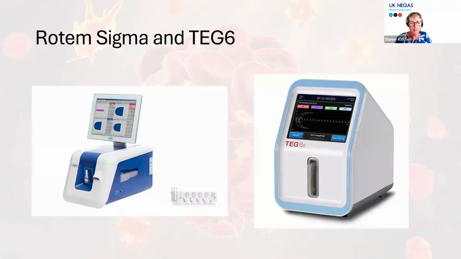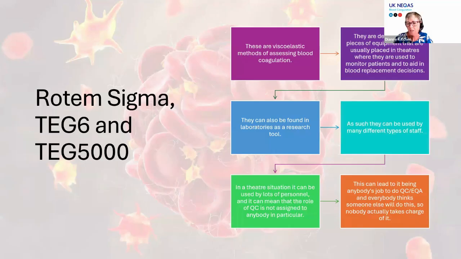So moving on to ROTEM and TEG. On the left here, I've got the ROTEM Sigma. You can see its little cartridge, and on the right, the TEG 6. Next, please. These are the most recent devices for viscoelastic methods of testing. They are desktop pieces of equipment. They're not handheld portable in the same way as an INR test.